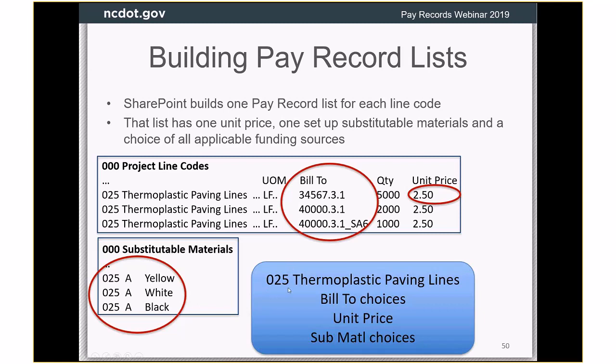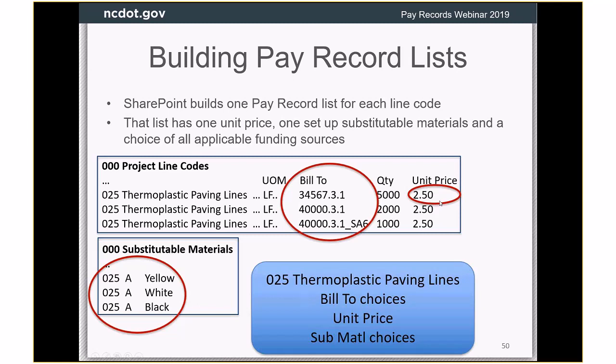And so what that means is, let's say you have a supplemental agreement 7 and you go, I am only going to do white lines with that, so I'm going to delete yellow and black. If you delete yellow and black, you're deleting it for the whole line code, not just for that supplemental agreement. It's because on the SharePoint side, we are tying everything to the line code.